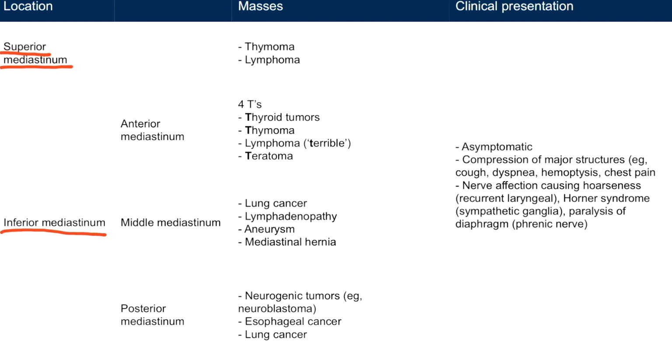Mediastinal masses in general can be asymptomatic or cause symptoms due to compression of major structures, resulting in cough, dyspnea, hemoptysis, and chest pain. Similarly to lung cancer, mediastinal masses can affect the recurrent laryngeal nerve, the sympathetic ganglia, and the phrenic nerve, leading to hoarseness, Horner syndrome, and diaphragmatic paralysis, respectively.